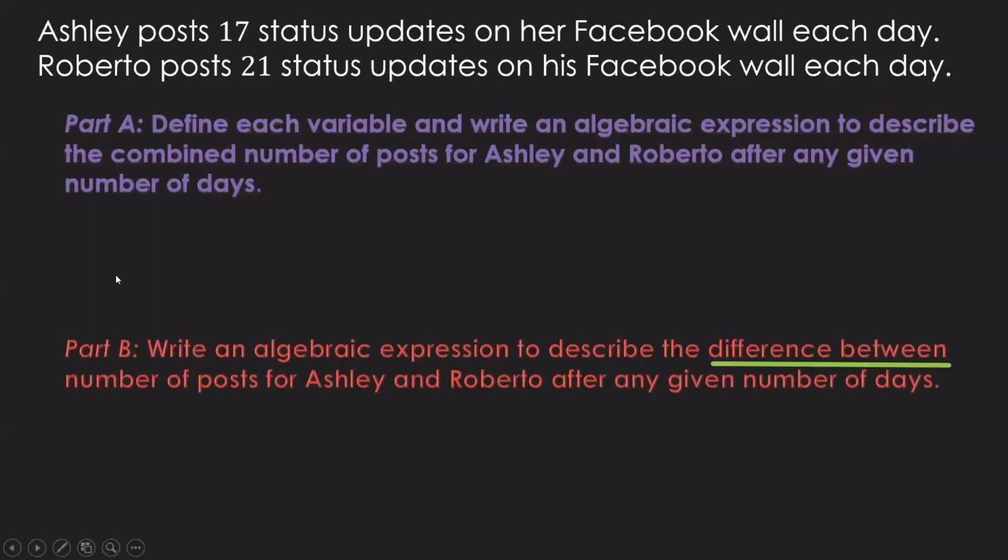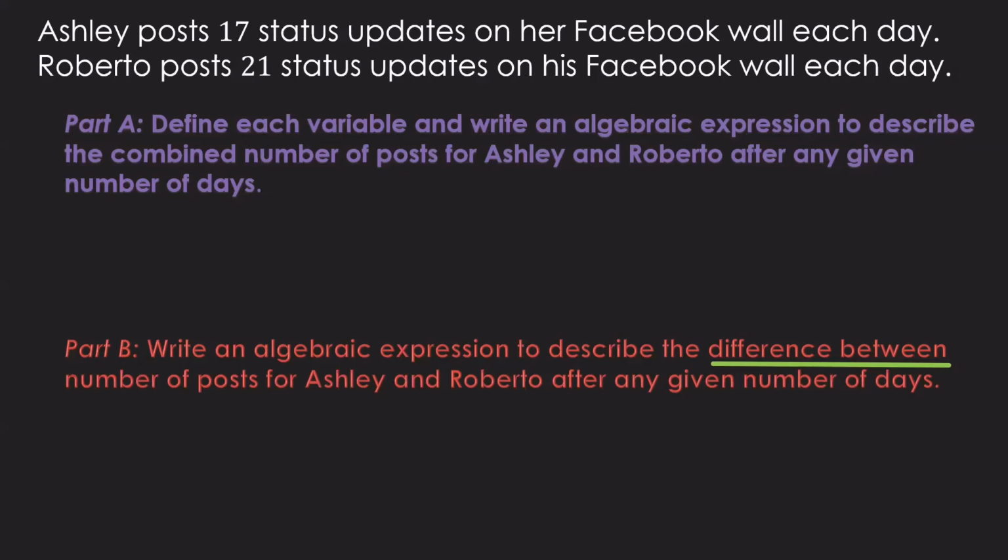Okay, so here's our last one. Ashley posts 17 status updates on her Facebook wall each day. All right. Roberto posts 21 status updates on his Facebook wall each day. So part A asks us to define each variable and write an expression to describe the combined number of posts for Ashley and Roberto after any given number of days. Okay, and we'll get to part B in a minute, but let's go back to part A.